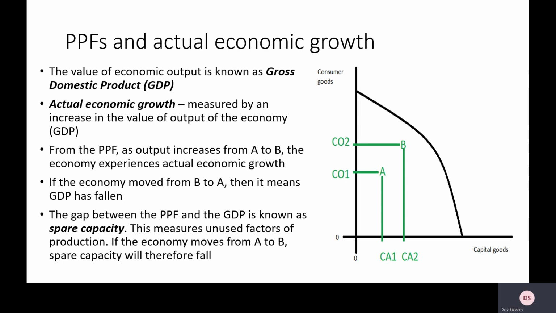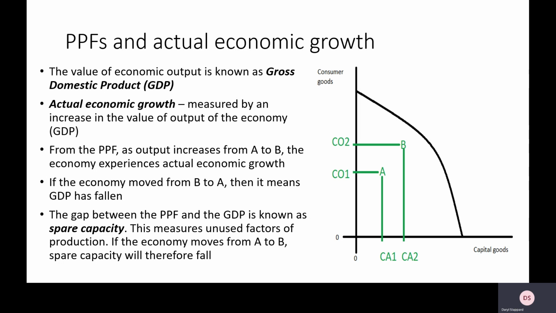So that means we're producing CO1 consumer goods and CA1 capital goods. If I added up the value of all these different outputs produced, it would show me the GDP of the economy. So at point A, the GDP would be the value of the consumer goods, CO1, and the value of the capital goods, CA1, added together. Obviously, if I divide this by the population, it would give me the GDP per capita, which would show me how many goods and services on average that people can consume across the economy.